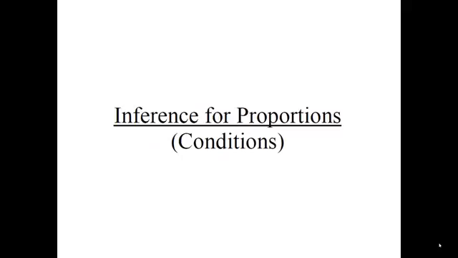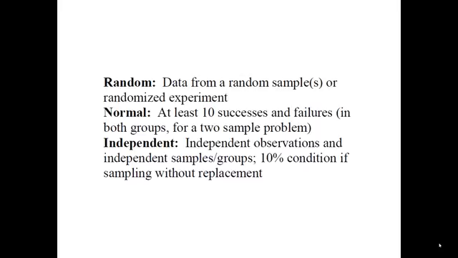Inference for proportions. Conditions. Random: data from a random sample or randomized experiment. Normal: at least 10 successes and failures in both groups for a 2-sample problem. Independent: independent observations and independent samples or groups. The 10% condition if sampling without replacement.